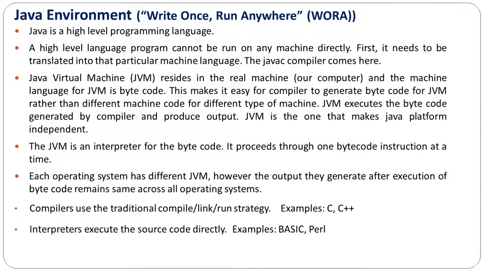Then we will discuss the basic constructs, or the architecture, of Java. The Java architecture is based on write once, run anywhere. What does it mean? Write once, run anywhere means Java technology enables programmers to write a program on any platform and execute it on different platforms. How is it possible?